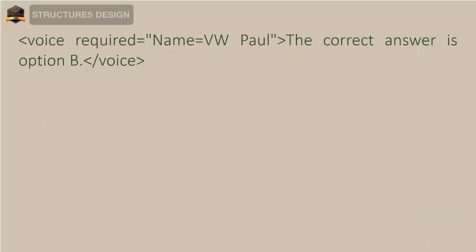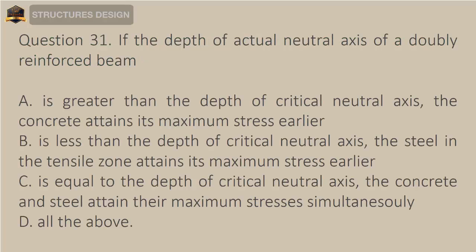Question 31. If the depth of actual neutral axis of a doubly reinforced beam A is greater than the depth of critical neutral axis, the concrete attains its maximum stress earlier. B is less than the depth of critical neutral axis, the steel in the tensile zone attains its maximum stress earlier. C is equal to the depth of critical neutral axis, the concrete and steel attain their maximum stresses simultaneously. D. All the above. The correct answer is option D.